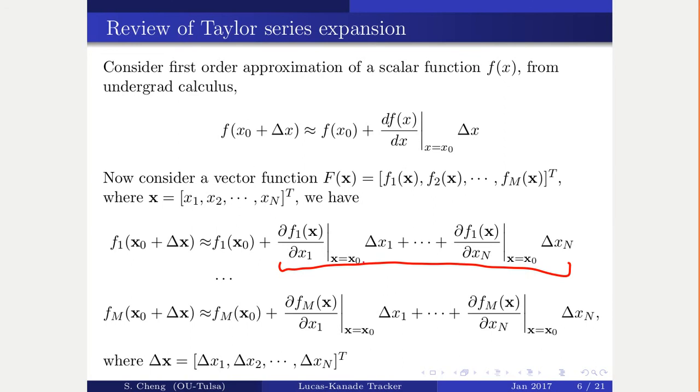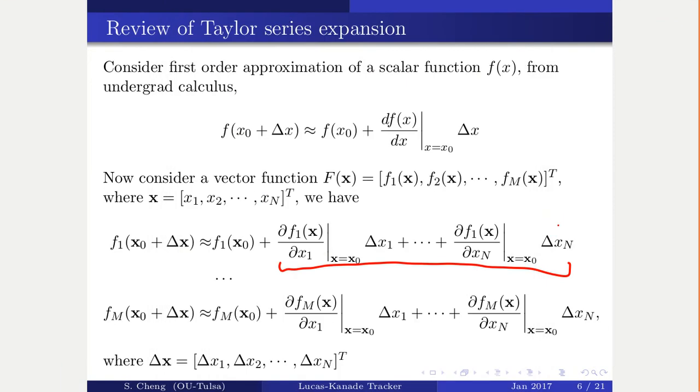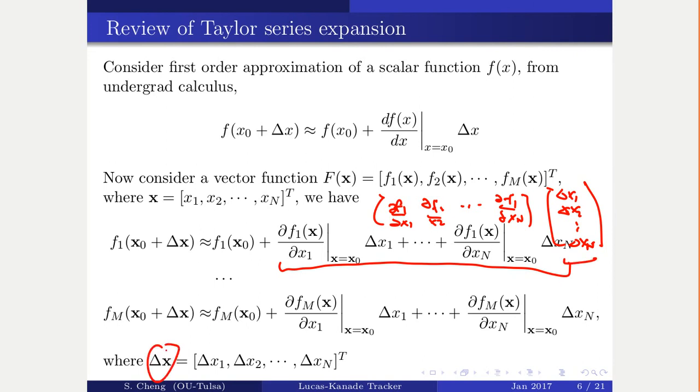So basically this part is really the partial derivatives of f1 with respect to x1, x2, and so on up to xn, multiplied by delta x1, delta x2, up to delta xn. And I will denote this vector here as just delta x.